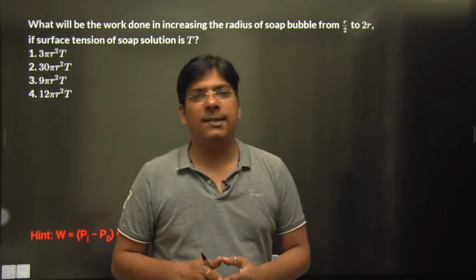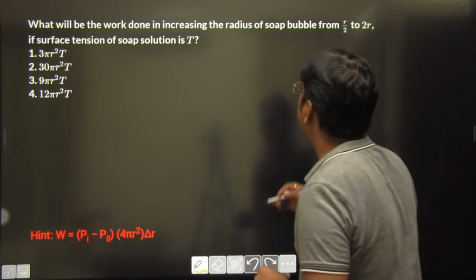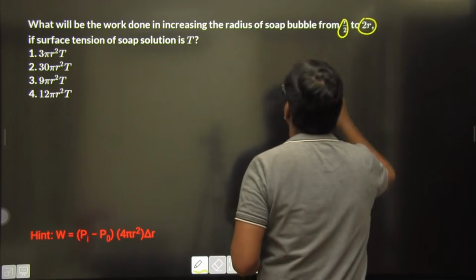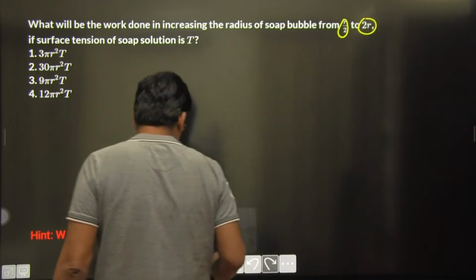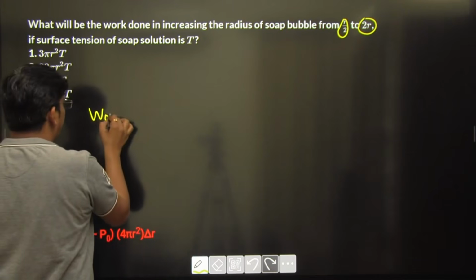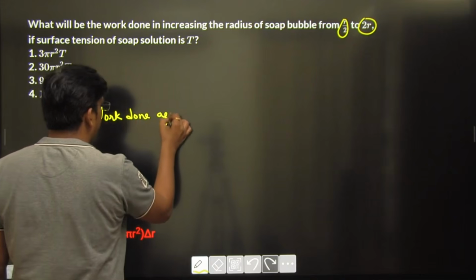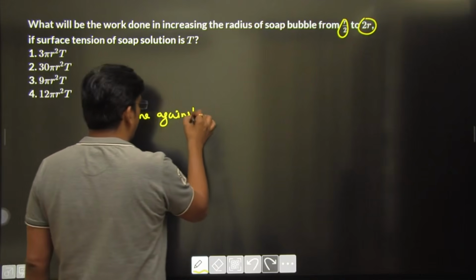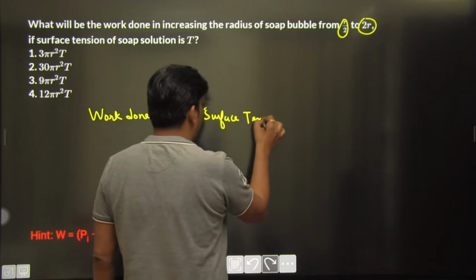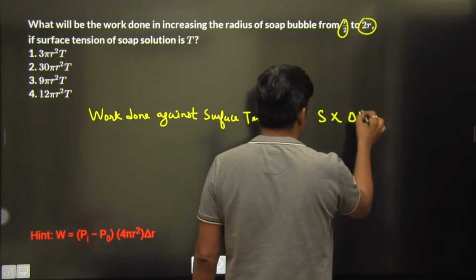Dear students, let us discuss this question now. What will be the work done in increasing the radius of a soap bubble from r by 2 to 2r? Dear students, this is work done against the surface tension. If you increase the radius, you have to do some work against surface tension. So work done against surface tension is equal to surface tension multiplied by change in area.